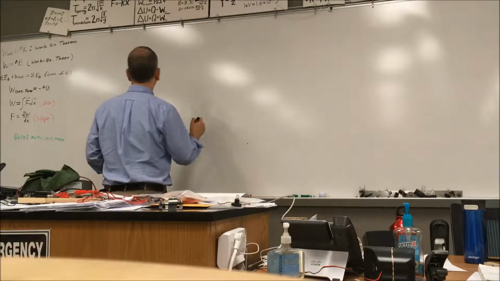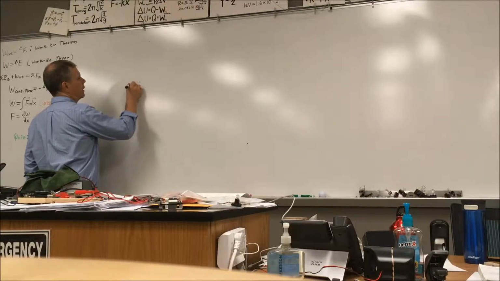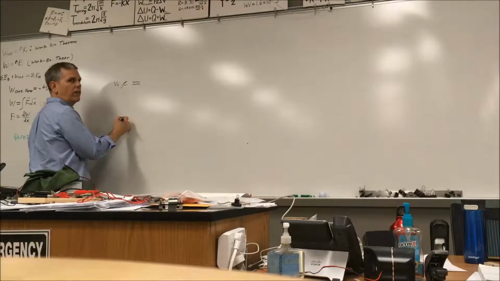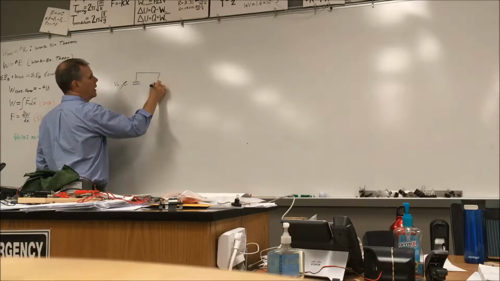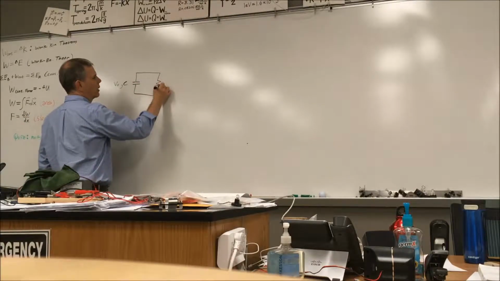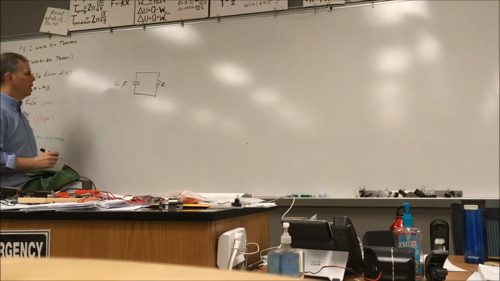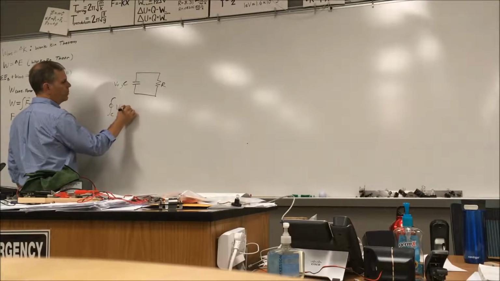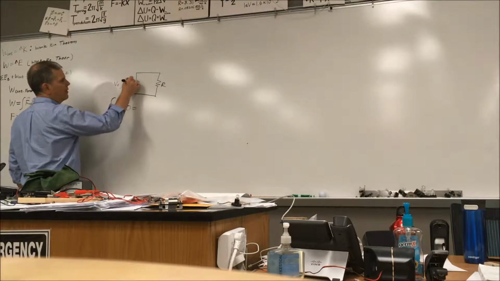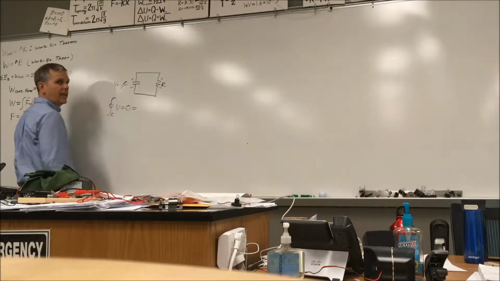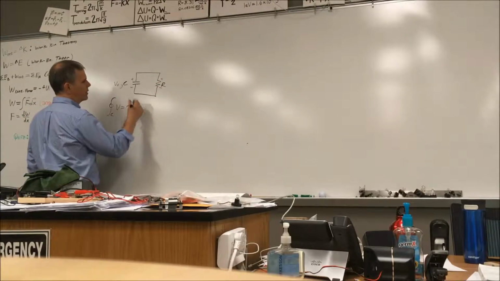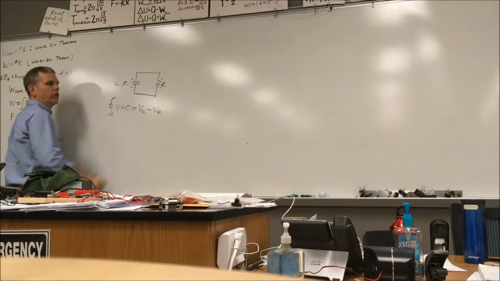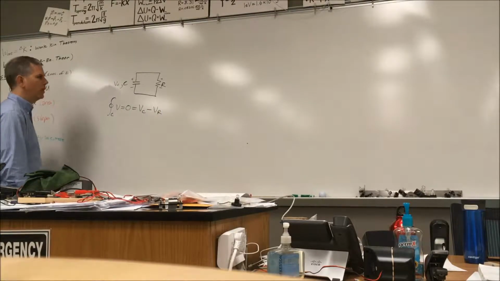So if we start with a charged capacitor of a capacitance C, and let's say it has an initial voltage of V0. And then it goes through a resistor of R. Well, using Kirchhoff's rules, which say the sum of all of the voltages around a closed loop equals 0, if this is negative, positive, negative, then that would give us the voltage across the capacitor minus the voltage across the resistor equals 0. Simple enough.